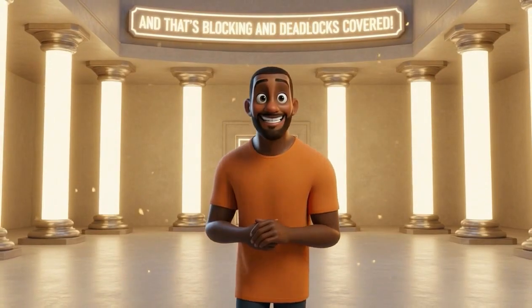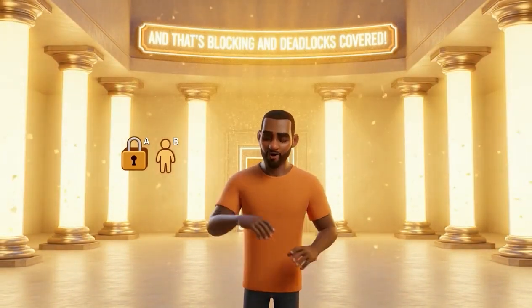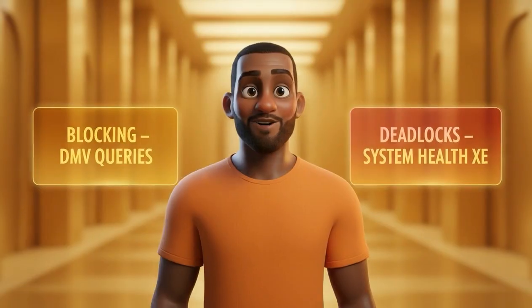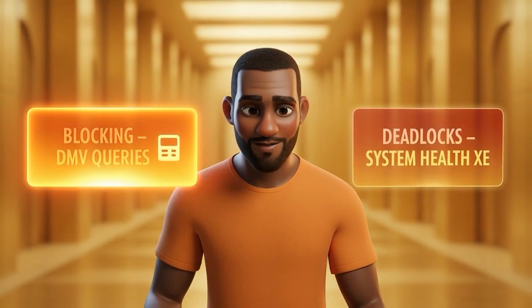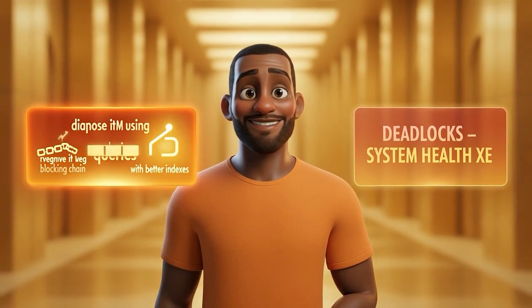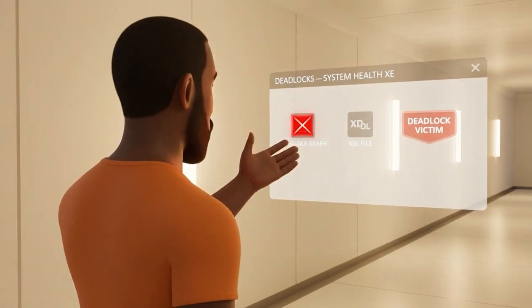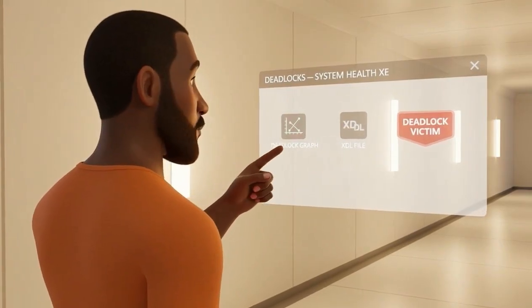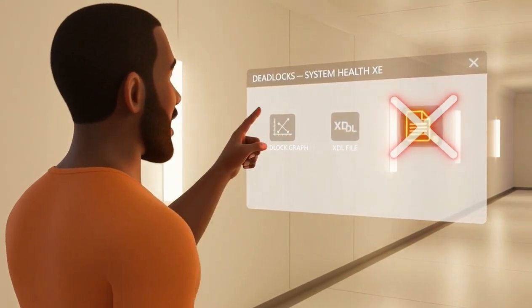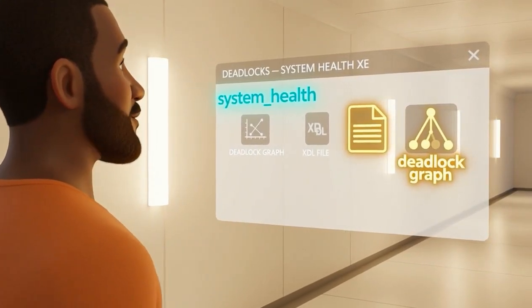And that's blocking and deadlocks covered. To recap, blocking occurs when one session holds a lock another session needs, and you diagnose it using DMV queries that reveal the blocking chain, then resolve it with better indexes, shorter transactions, or snapshot isolation. Deadlocks are circular waits that SQL Server resolves by killing the deadlock victim, and you diagnose them using the System Health Extended Event session and the Deadlock Graph XML.